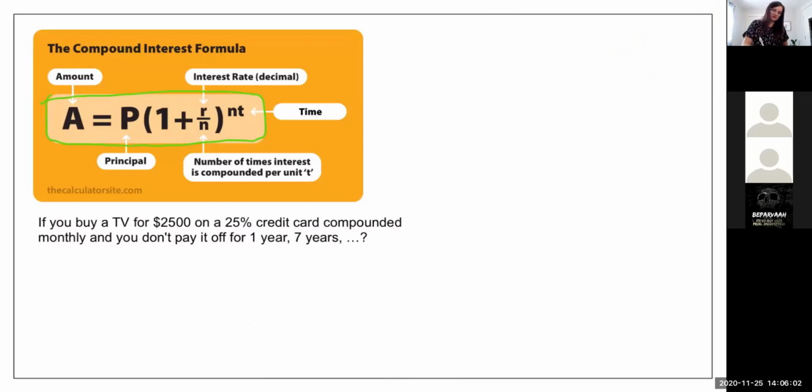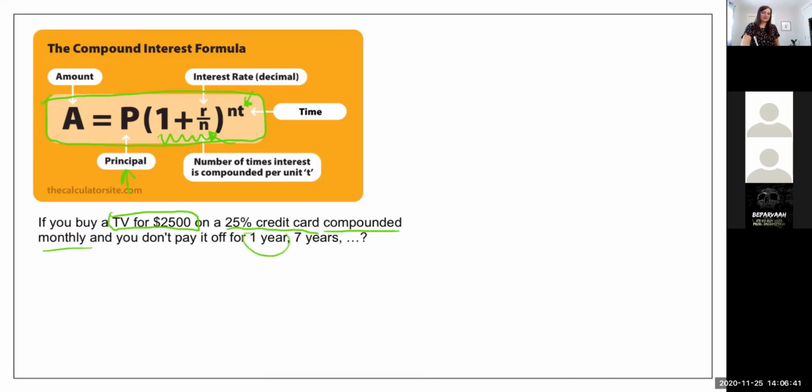If your principal is just your initial amount, you're multiplying it by the rate, but that rate, if it's compounded monthly or daily, that n is going to be the number of periods in that time frame. Okay, so here's a problem. If you buy a TV on your 25% credit card, that compounds monthly, let's say it does.